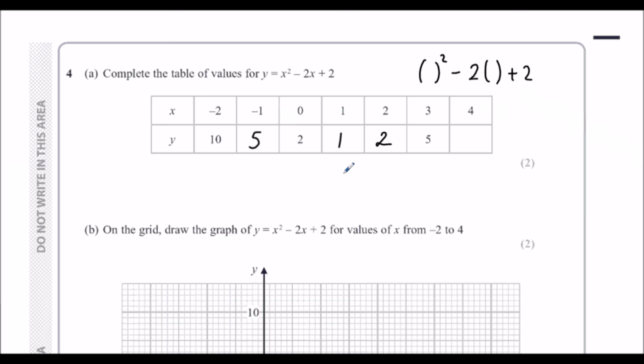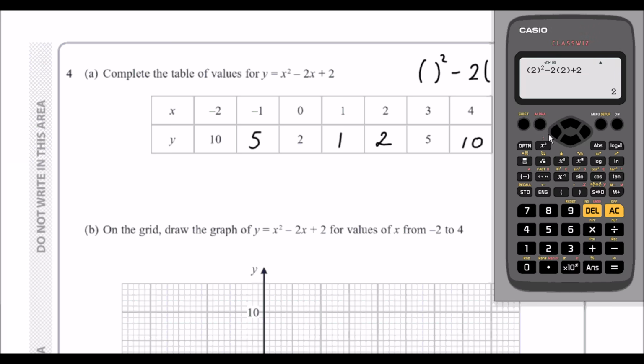And we can see a pattern that's formed here. So we've got a symmetrical pattern. It's a quadratic graph. So an x squared is the highest power. That makes a symmetrical pattern. So we've got 1, and then 2, 2, 5, 5. It should be 10. When x is 4, y will be 10. I'll check that on the calculator, but it will be 10.